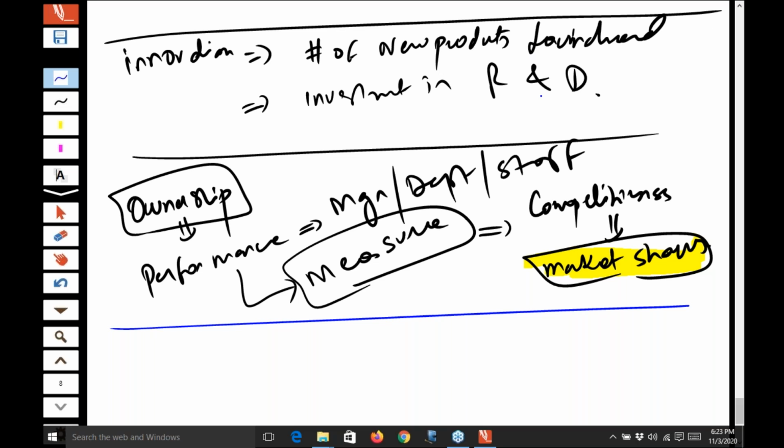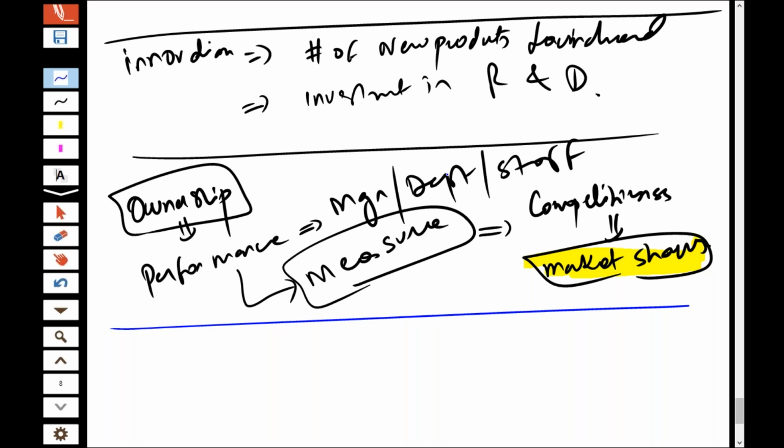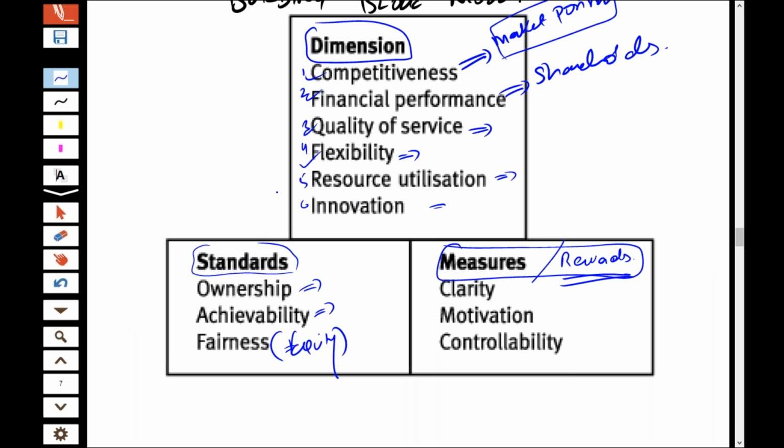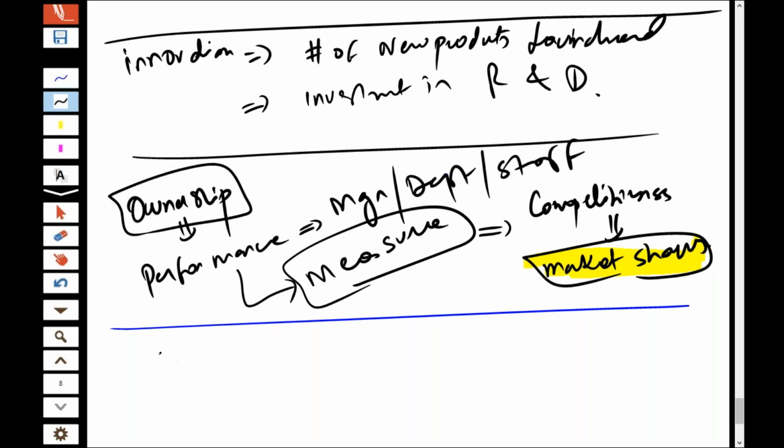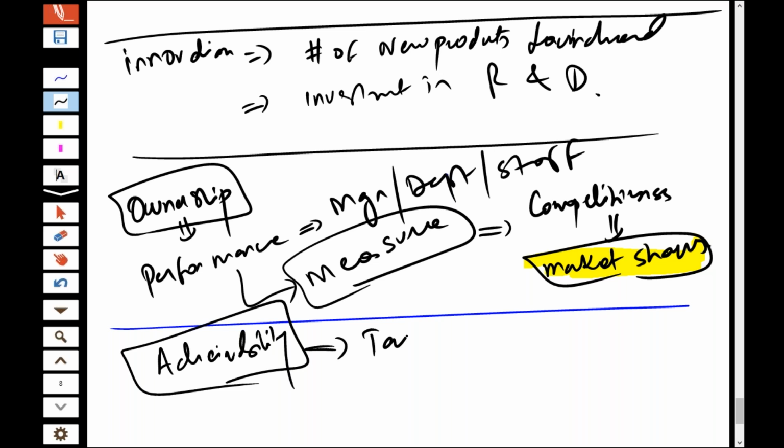Now, the next situation is that the ownership is there, then you've got the achievability. Achievability refers to the targets that you set. Those targets should be achievable, should be realistic, should not be unrealistic targets.